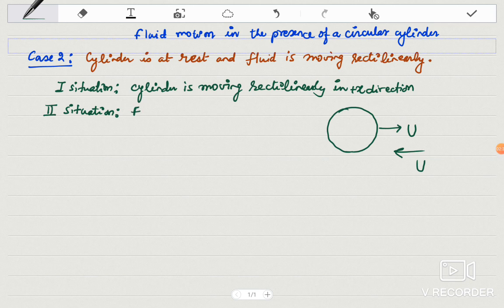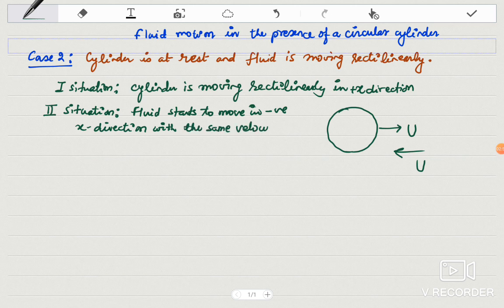So in second situation, fluid starts to move in negative x direction with the same velocity. So what will happen, as it is the same velocity, the cylinder will come to rest and the fluid will start moving. So we will reach this situation. It simply means that to attain this situation, in first situation we move our cylinder with velocity u in positive x direction, and in second situation we start the fluid to move in opposite direction with the same velocity, so that the cylinder will come to rest and the fluid will start moving.